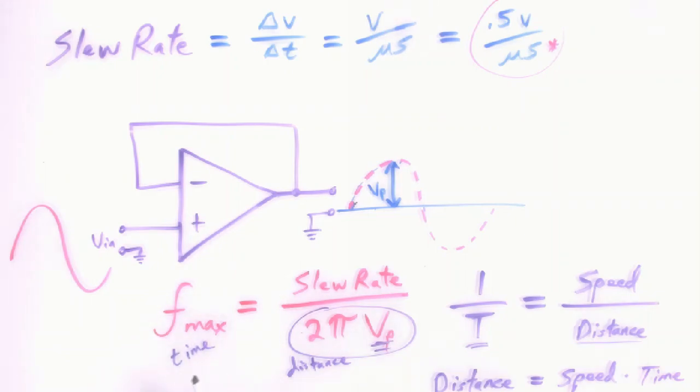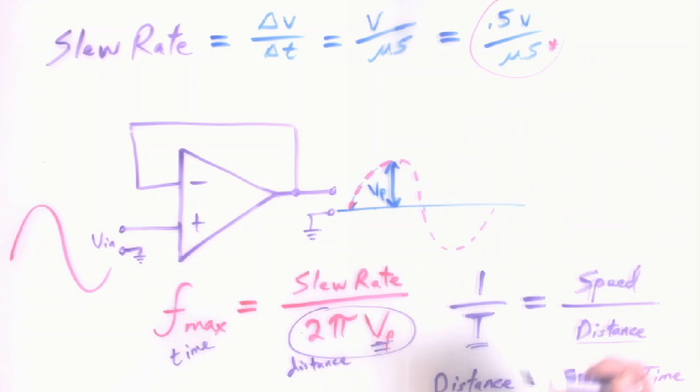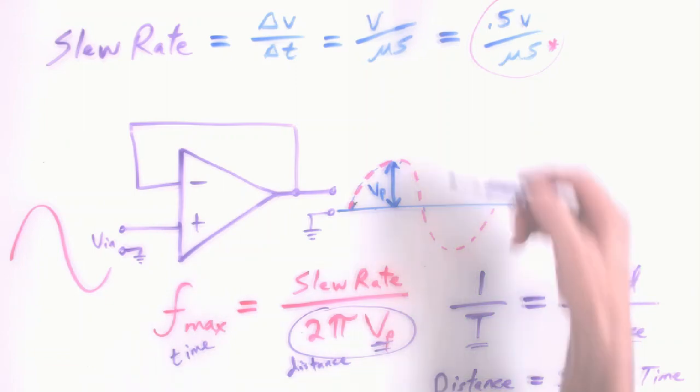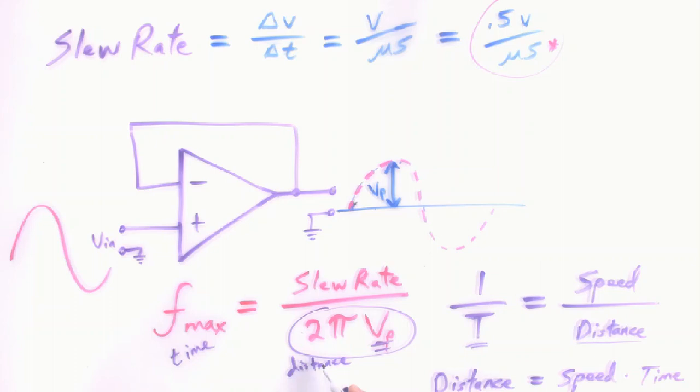If you want high frequencies and high amplitudes, you're going to need an op amp with a high slew rate for sure. Otherwise, you can maybe compromise one for the other. You can back off the peak voltage that you're asking it to get to, so it won't have to go as far, or you could back off the frequency that you're asking. But you can see the speed, time, and distance relationship right here.